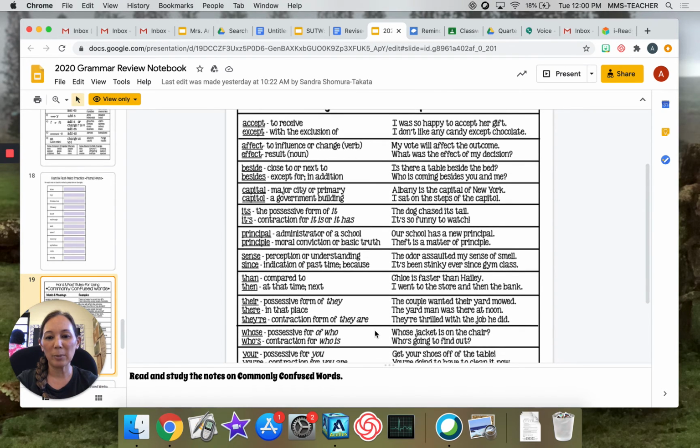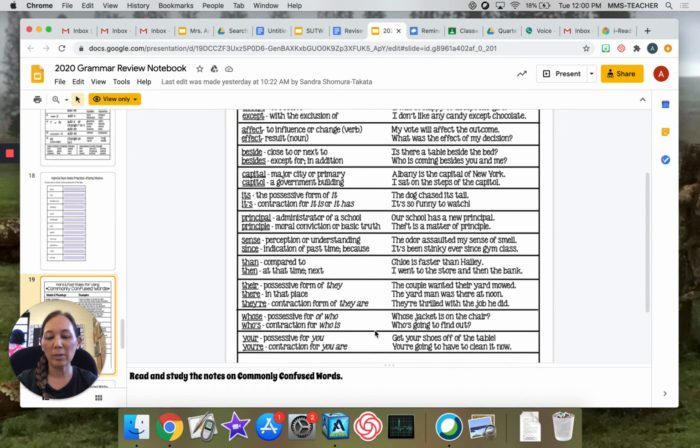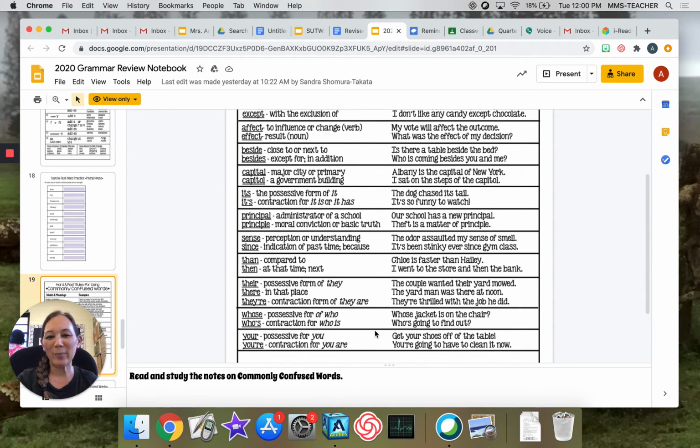Okay, here's a common one that people often get confused with. Their, there, and they're. T-H-E-I-R is a possessive form of they. The couple wanted their yard mowed. There, T-H-E-R-E, refers to that place, in that place. The yard man was there at noon. And they're, T-H-E-Y apostrophe R-E, is a contraction form of they are. They're thrilled with the job he did. So you could have also said they are thrilled with the job he did. And for that last one, that's how you can be sure you've got the right kind of there.